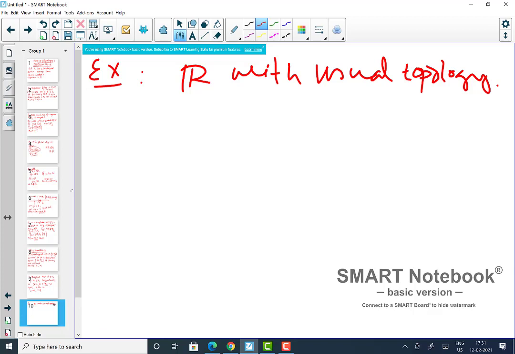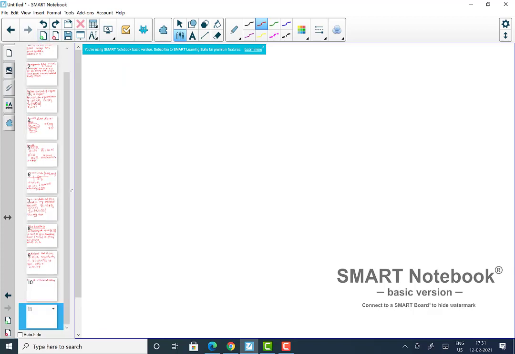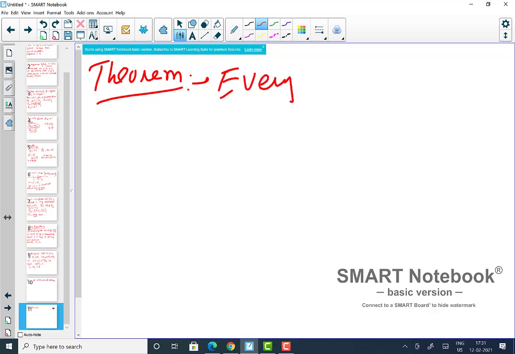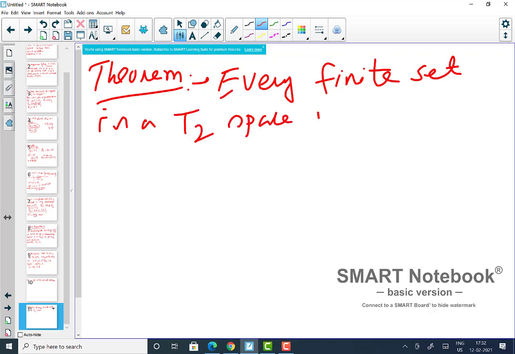And obviously I will prove these properties. For example, let me write down a theorem: every finite set, meaning the number of elements is finite, in a T2 space is closed.